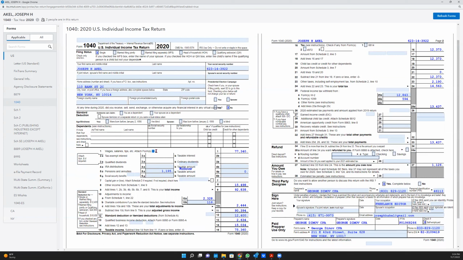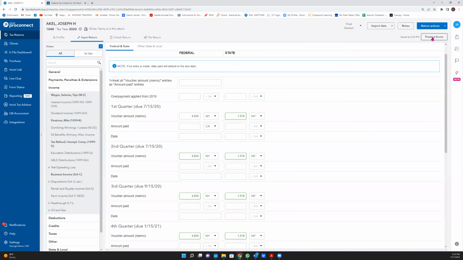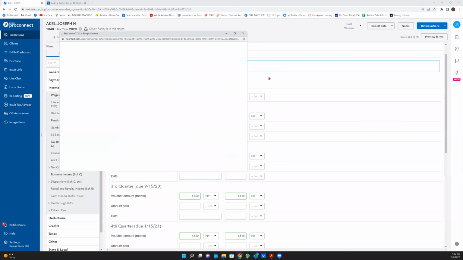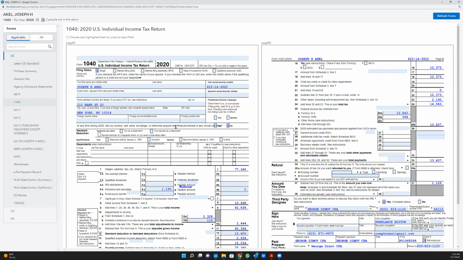W-2 is... Can I come? I don't remember how you got to this part. Oh, okay. Over here, you would click on View Forms. All right, thank you.